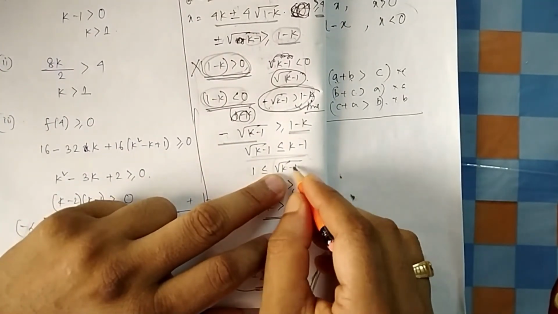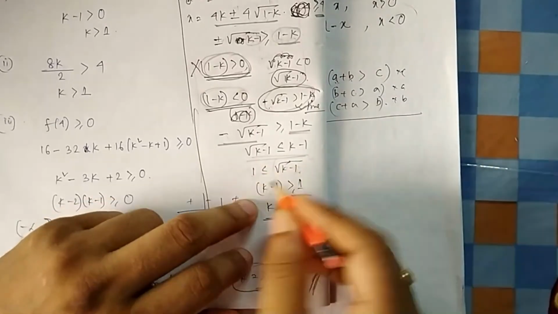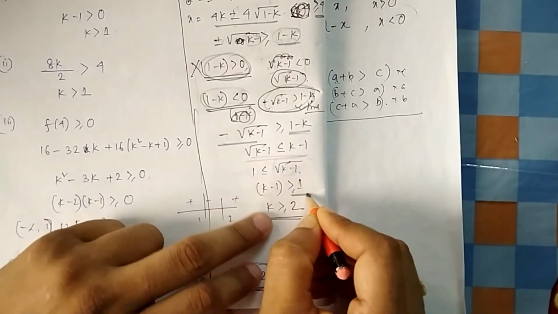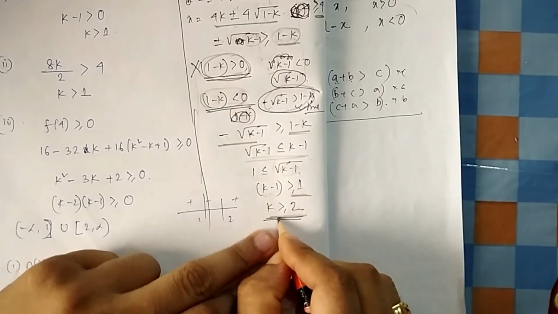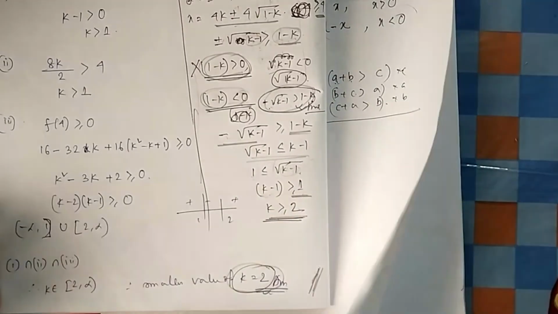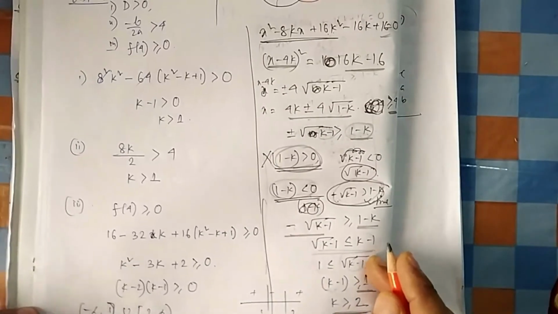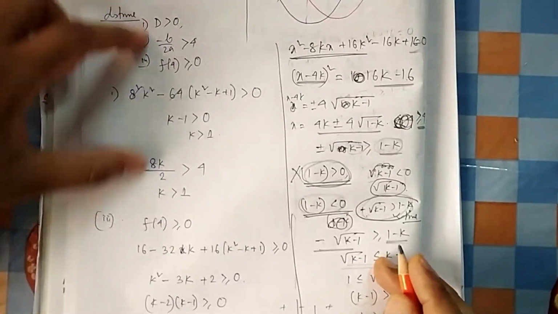So if the number is greater than 1, then its root will be greater than 1, as simple as it is. So the number should be greater than 1. Greater than or equal to is there. So k should be greater than or equal to 2. That means the least value of k is 2. Or you can go this way also. This theory I have explained in the theory classes.